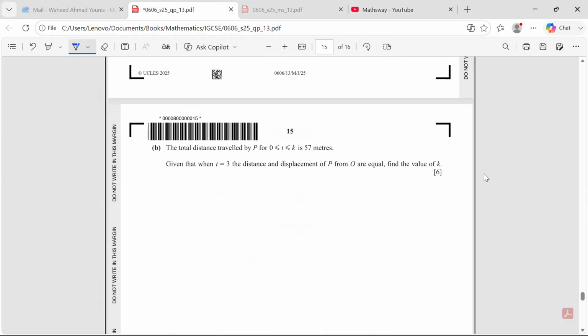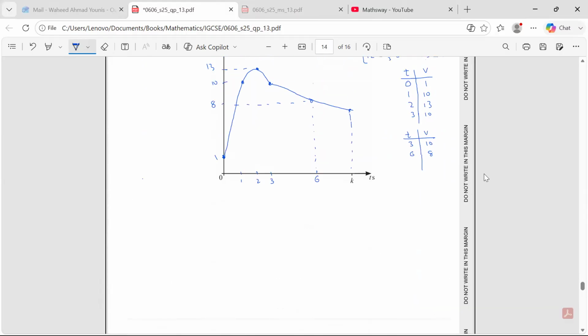Find the value of k. Okay, let me make one thing clear. What's the difference between distance and displacement? If I have this time-velocity curve, and let's say it has something positive and something negative, so what does it mean?